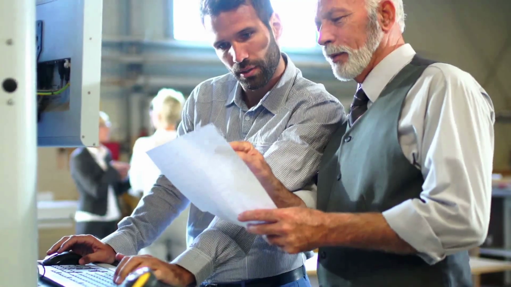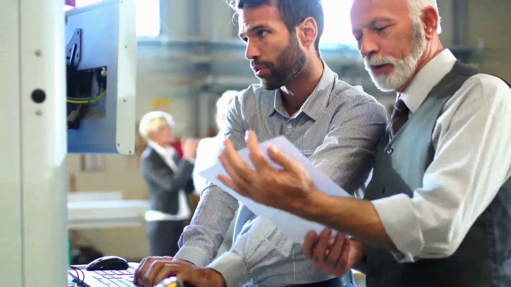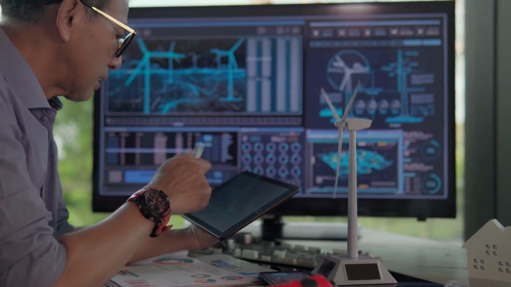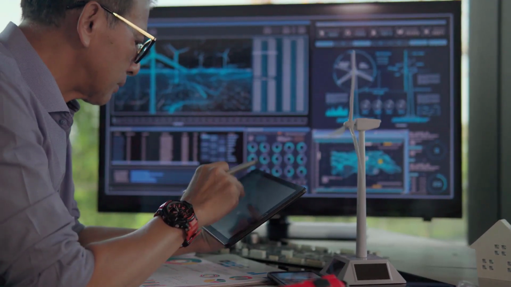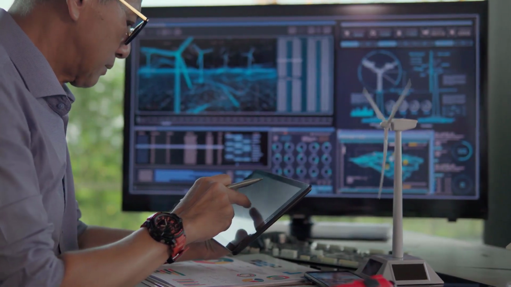To understand the operational performance, they open up Pi Vision and compare the active and expected power across the fleet. They immediately see 2 turbines are not producing power and drill down into both assets. They inform the process engineer of this issue.